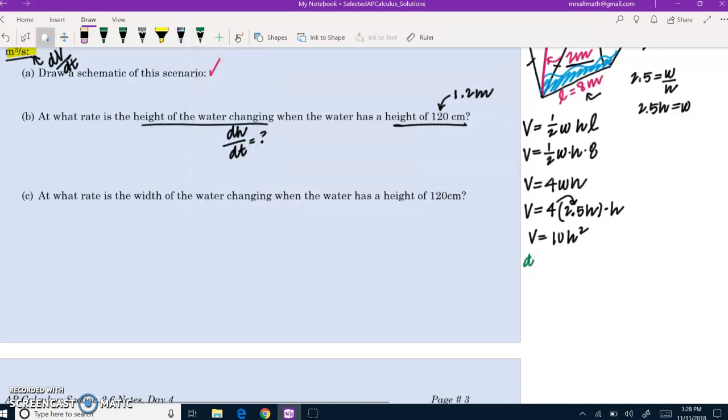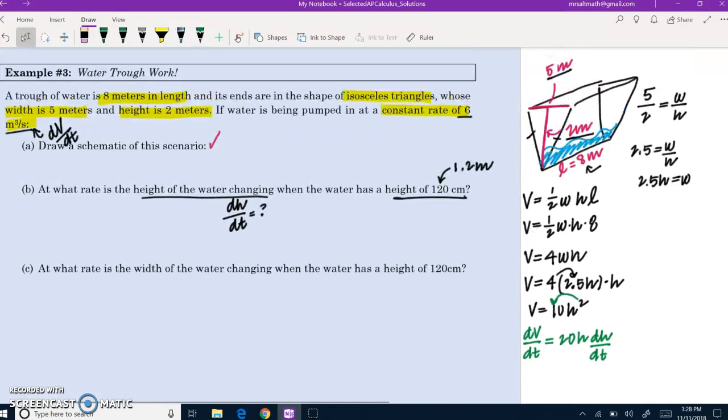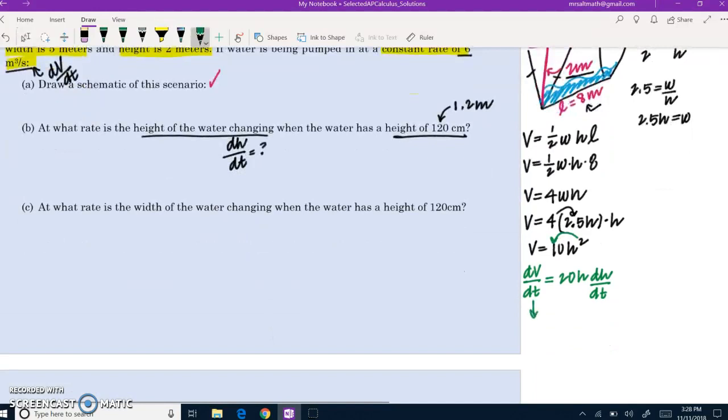So we can say that dV/dt, how our volume changes over time, is equal to, I'm going to bring this guy out in front, 20h dh/dt. Now I was given dV/dt in the problem, that's that 6 meters cubed per second. So we can substitute that in here for dV/dt. We could say 6 meters cubed per second equals 20 times the height value that they gave us here, which is 1.2. And then we're solving for dh/dt.